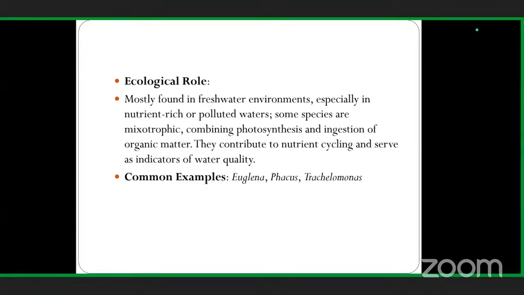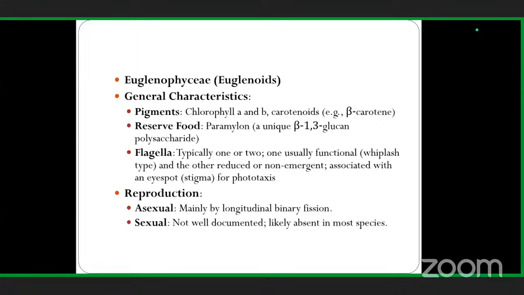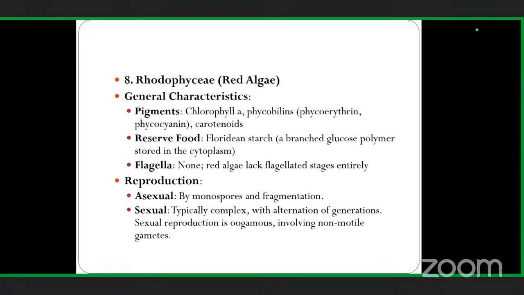Examples are Euglena, Phacus, and Trachelomonas. This is all about Euglenophyceae. Number 8 is Rhodophyceae, that is red algae. So in Rhodophyceae, the pigments are chlorophyll a, phycobilins, that is phycoerythrin and phycocyanin. So here we will write R-phycoerythrin, R-phycocyanin, and also carotenoids.